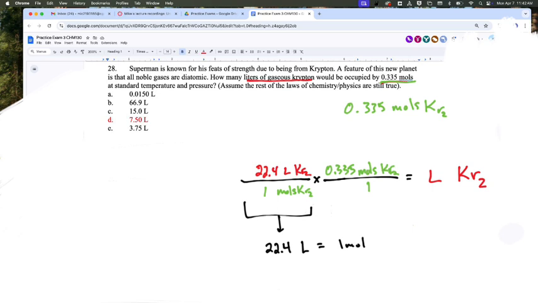And this is where reading questions can sometimes bite you. If we go through and read through this, it says, a feature of this new planet is that all noble gases are diatomic. Okay, so it's not Kr, it's Kr2. Should that affect our overall result? Okay. So what this question is actually getting towards is what are the assumptions we make when we think about gases? So what are some of the assumptions we make when we look at a gas?